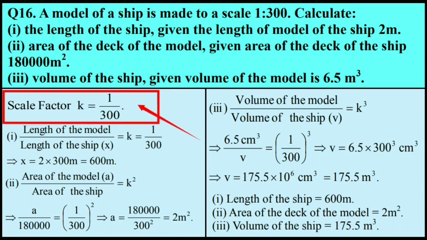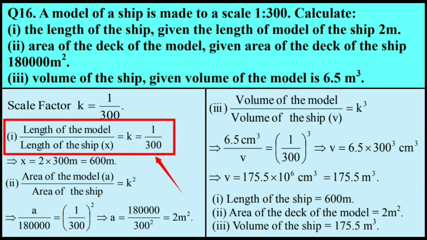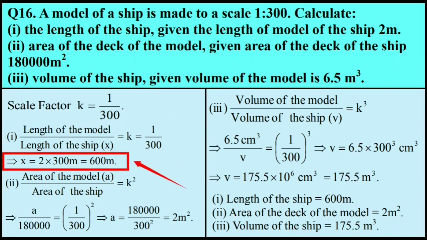According to the question, scale factor K is 1 by 300. Point number 1, length of the model divided by length of the ship is equal to scale factor K, that is 1 by 300. In the above relation, K is replaced with 1 by 300 and length of the model is replaced with 2 meter, and the equation is simplified. And finally we get the length of the ship as 600 meter.